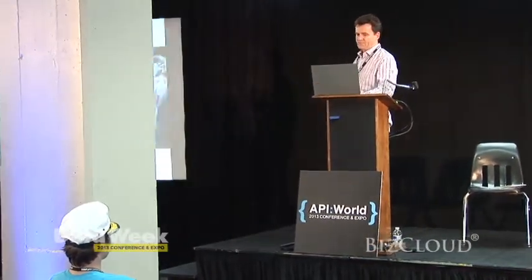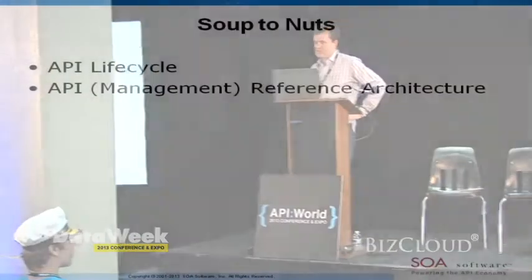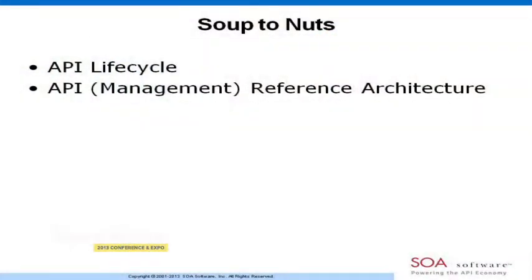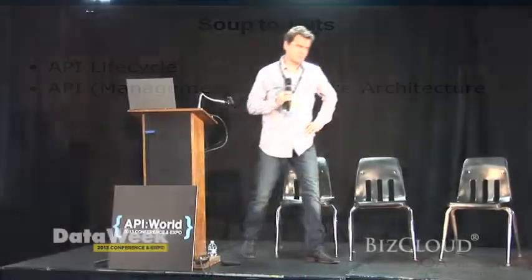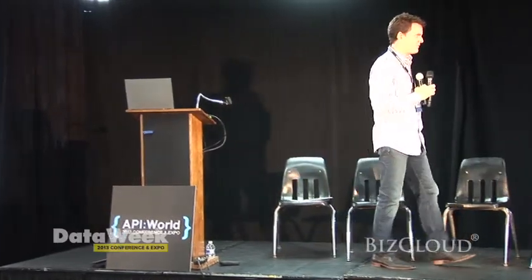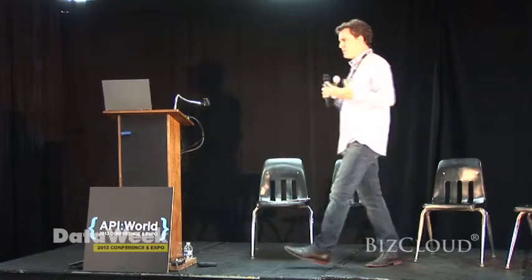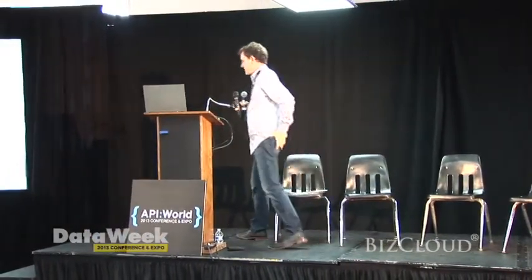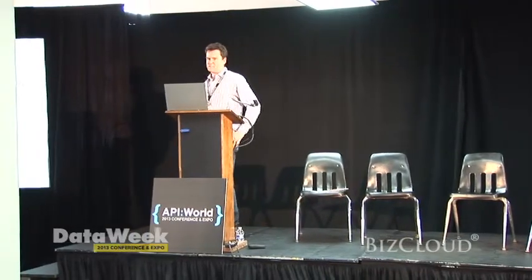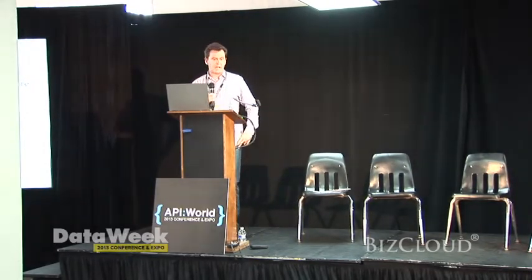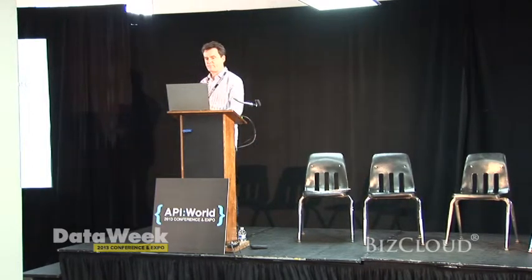And to do that, I'm going to talk a little bit about the API lifecycle as we see it. And I'm also going to talk a little bit about an API management reference architecture. In my world, I deal with companies that are typically very large. I deal with financial companies, I deal with retail companies, I deal with sometimes older and stodgier companies that are trying to figure out what they're going to do with mobile devices, what they're going to do with APIs, how they're going to launch APIs, and how they're going to manage that strategy.